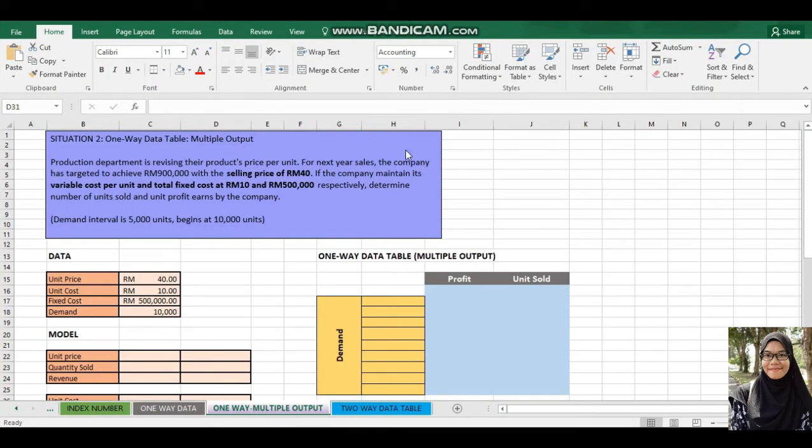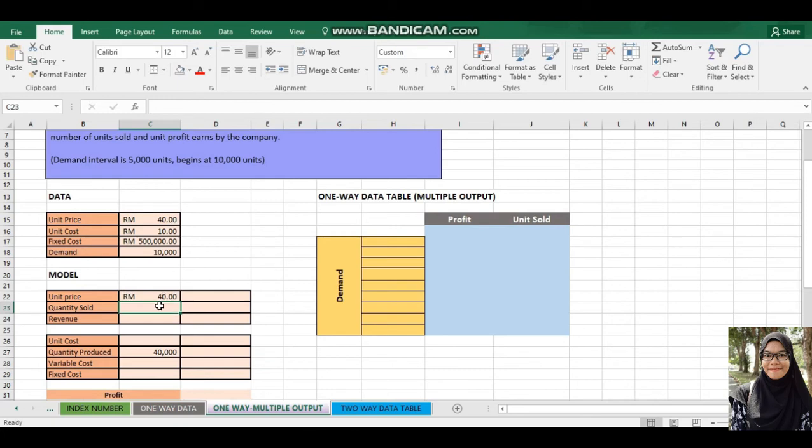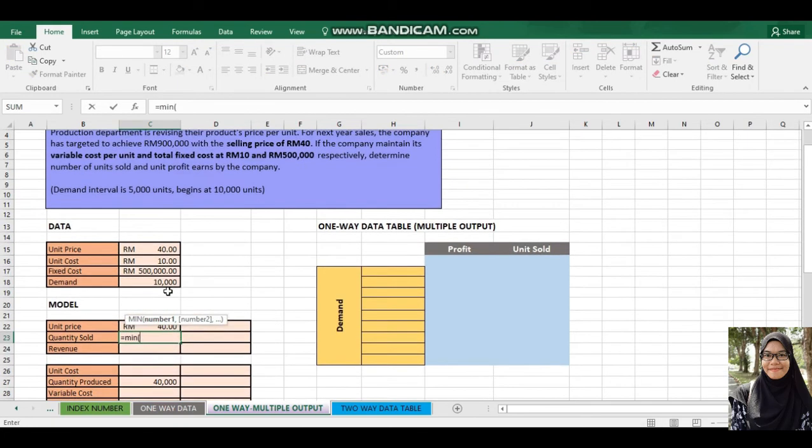Next, we move to situation 2, where the question asks for the profit earned and units sold by the company. In this part, we assume that the quantity produced by the company is 40,000 units. And the unit price given is 40 ringgit. And we find the quantity sold by the formula of equal to min demand, output quantity produced, and we got the answer 10,000 units.